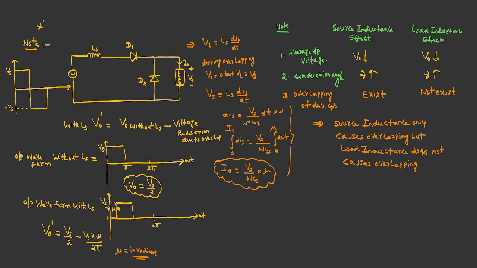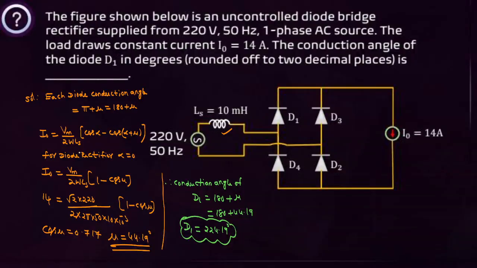Then this problem you have to practice with respect to single phase half wave diode rectifier, average output voltage and conduction angle. This statement I already given. But please go through this one. This observation is important. Next, this problem also you have to practice. Then what is each diode conduction angle? Pi plus mu. Actually, without source inductance it is pi, with source inductance it is pi plus mu.